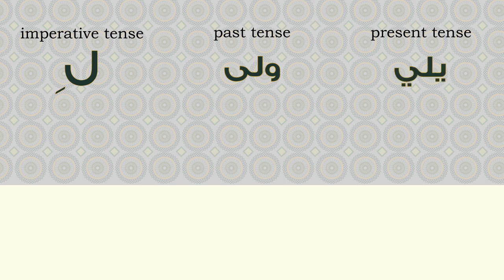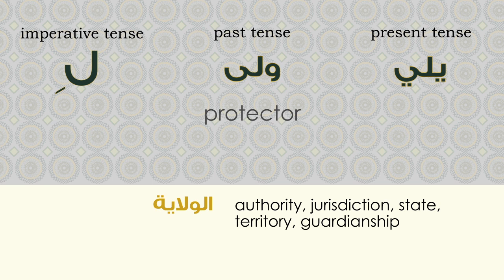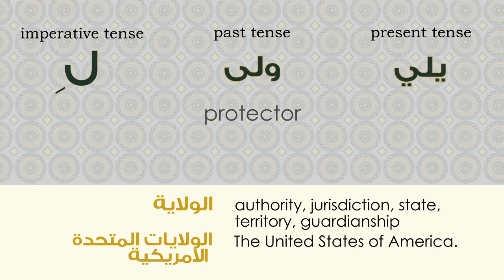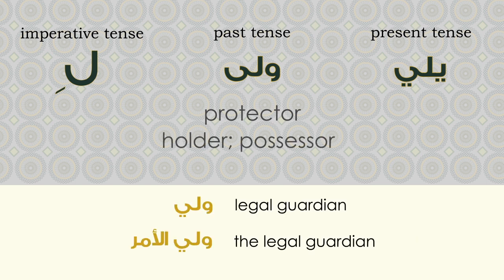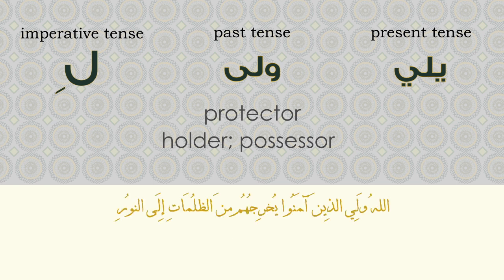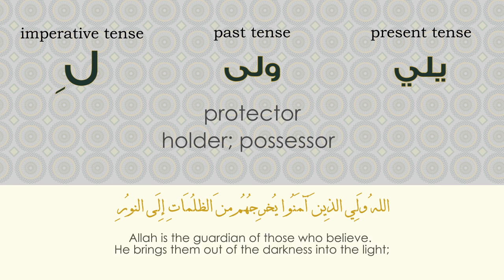Tenth, li. The past tense is wala. The present tense is yali. The word al-wilaya means authority, jurisdiction, state, territory, guardianship. An example is الولايات المتحدة الأمريكية, United States of America, and wali means legal guardian, as in ولي الأمر. And an example from the Holy Quran is الله ولي الذين آمنوا يخرجهم من الظلمات إلى النور. Allah is the guardian of those who believe.